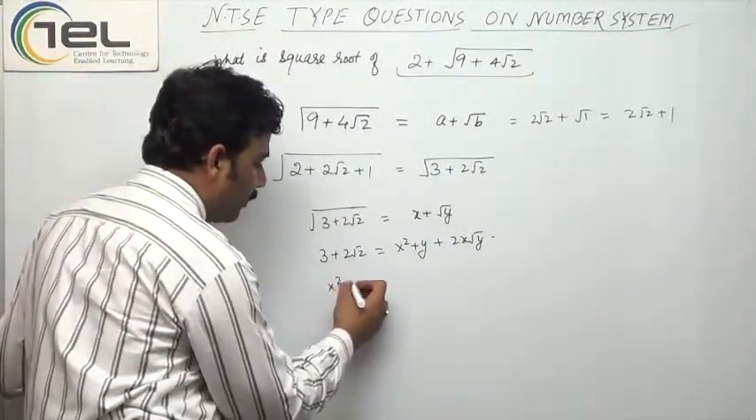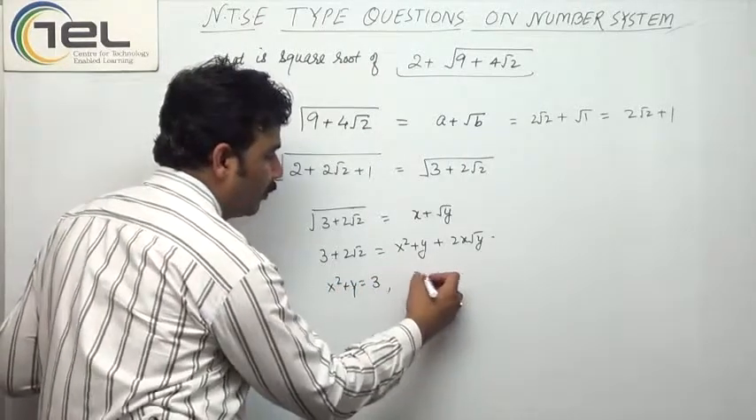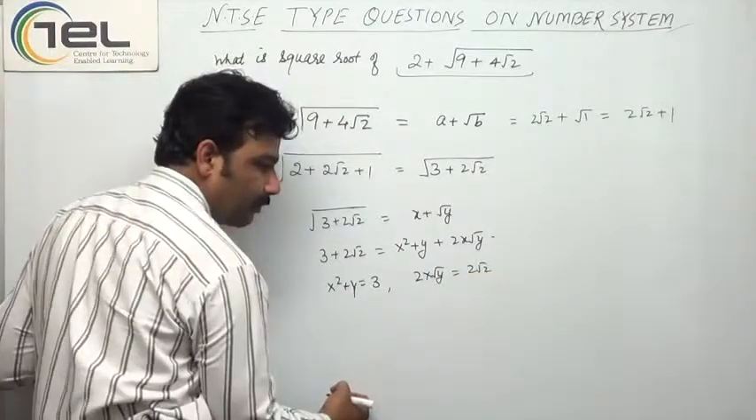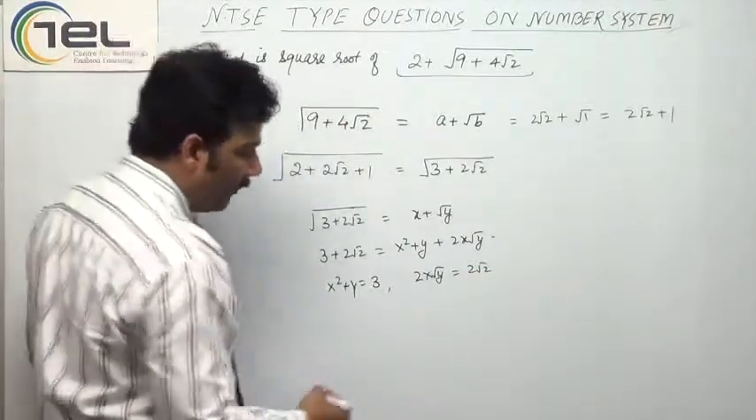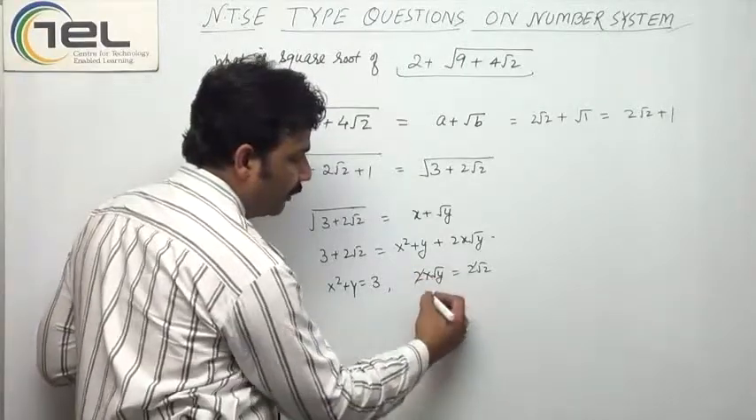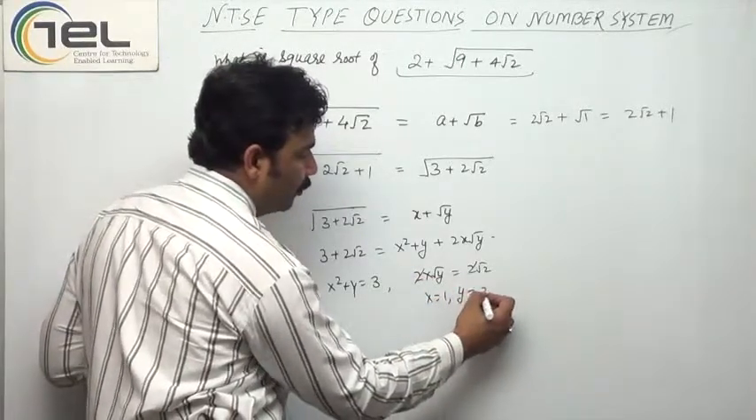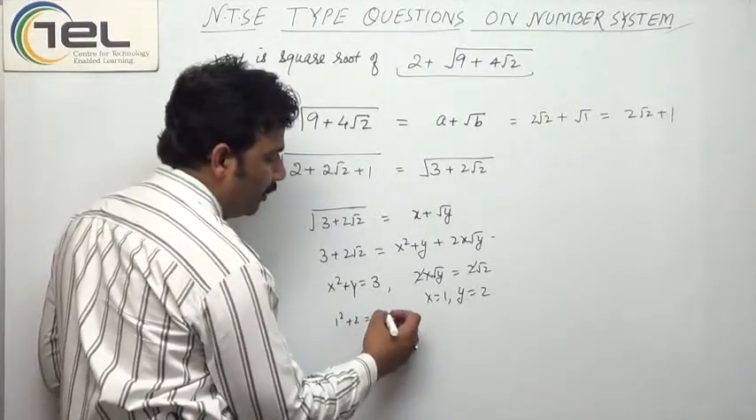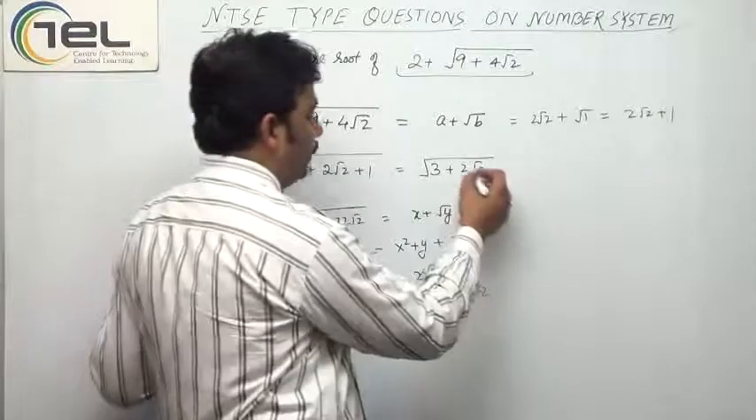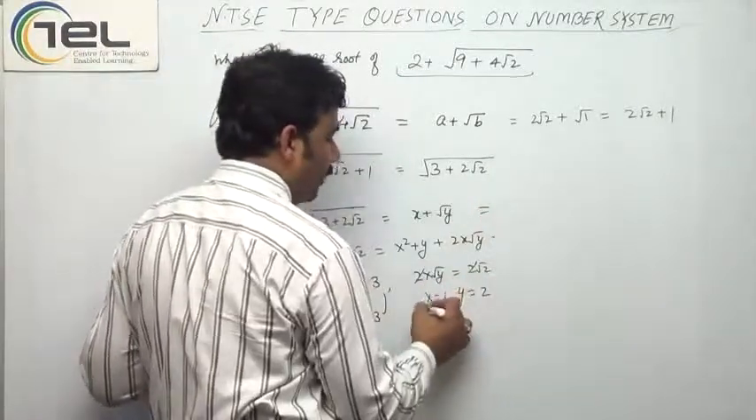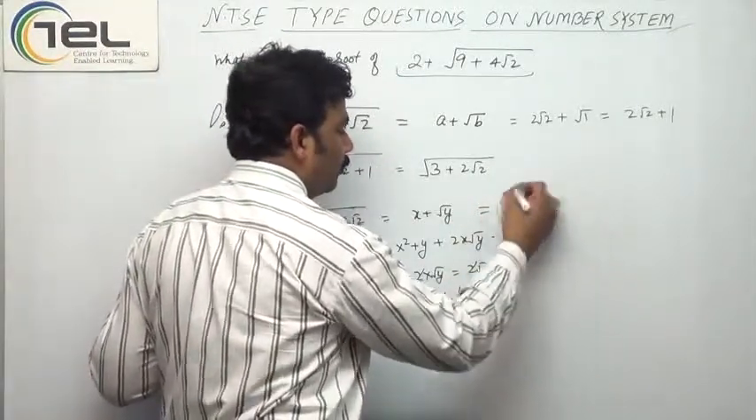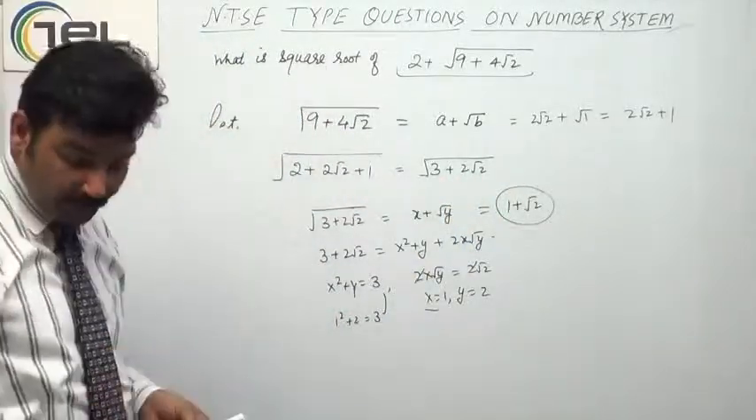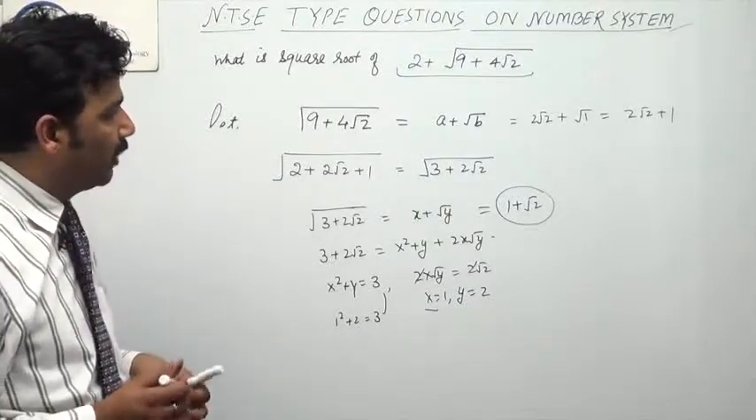Again, x square plus y equals 3 and 2x root y equals 2 root 2. The 2 will be cancelled, so x equals 1 and y equals 2. Put it here, 1 square plus 2 equals 3, so they are equal. That means x is equal to 1 plus root 2. This is the answer. Last time also we got 1 plus root 2, and this time also we got 1 plus root 2 as the answer.